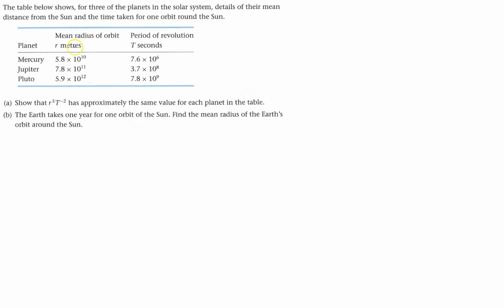We've got the mean orbit radius r in meters and the period of revolution T in seconds. I've got to show that this value has approximately the same value for each planet. That's okay. Let's do Mercury first.